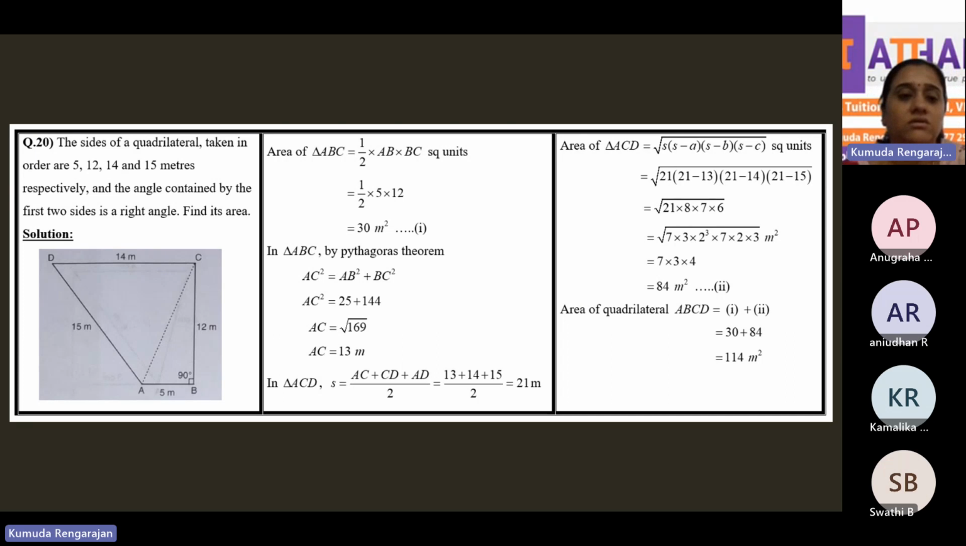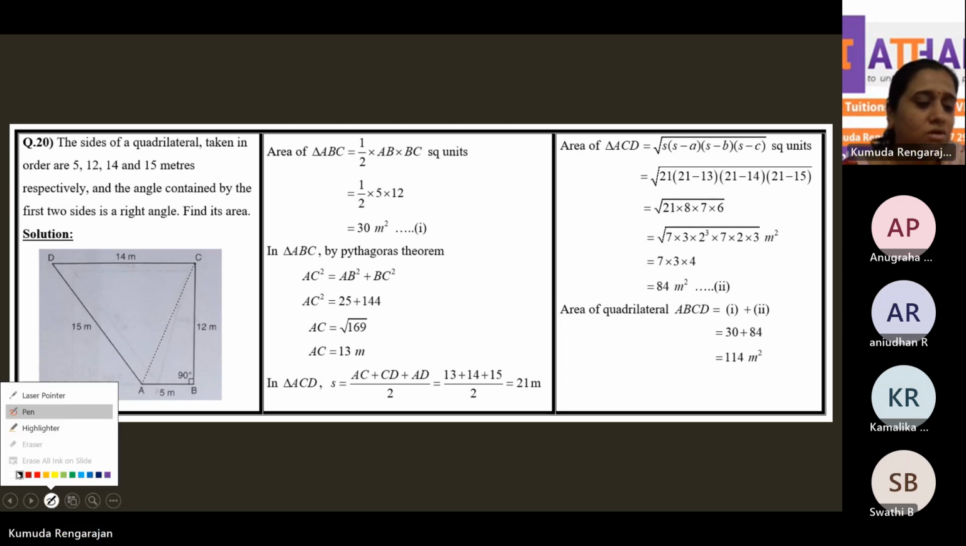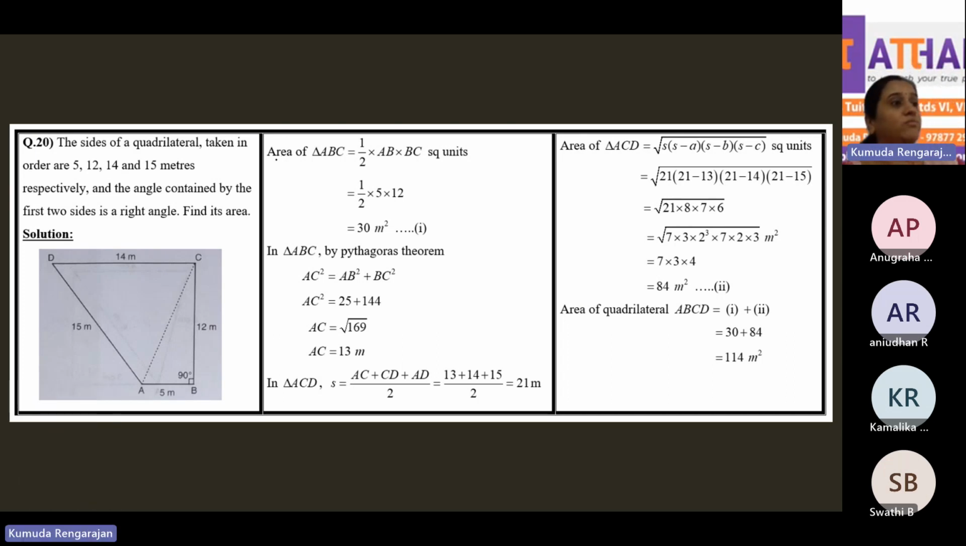So children, you need to write this. This is very important. See, Srivatsan, area. What is in your mind? You want to find the area of this triangle, then you must write area of triangle ABC is equal to half base into height, then substitute, and answer in meter square because it is area.